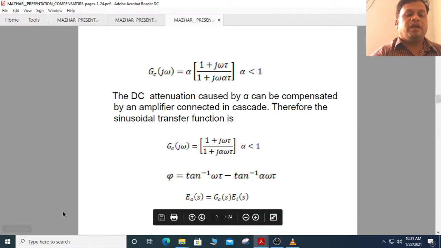Here we can write Gc(s) = Eo(s)/Ei(s), or if you want Eo(s), then we can write Eo(s) = Gc(s) times Ei(s). So this is the equation belonging to Eo(s)/Ei(s). So Eo(s)/Ei(s) is equal to Gc(s). In Gc(s), in place of s you can place j omega and write this equation in j omega, where alpha is less than 1.